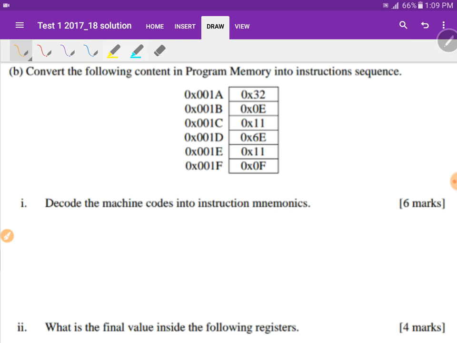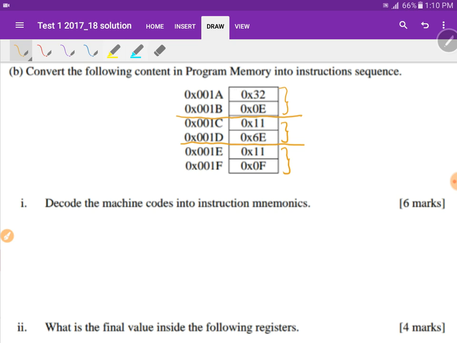First and foremost, we know that one single instruction is 16 bits long, which means it will take 2 locations in program memory. Because this is an 8-bit microprocessor, the program memory can only store 8 bits at one location. So we divide the program memory in groups of 2s so that we can extract the instructions. So this will be the first instruction, this will be the second, and this will be the third.